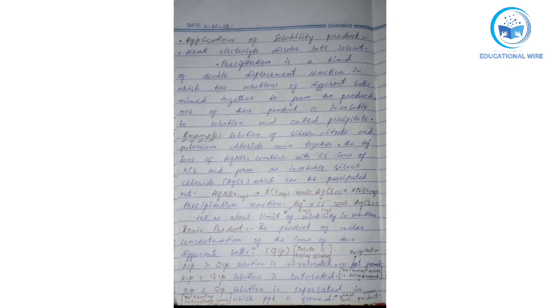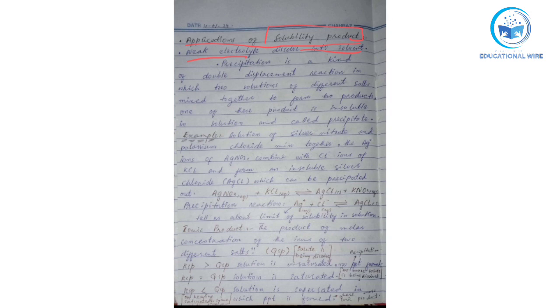Today we will start our new topic, that is application of solubility product. Yesterday we have done solubility product and today we will talk about its applications. The first application of solubility product is that a weak electrolyte dissolves into a solvent. I told you what a weak electrolyte is in the previous chapter. If you want to understand, you can check my last video.